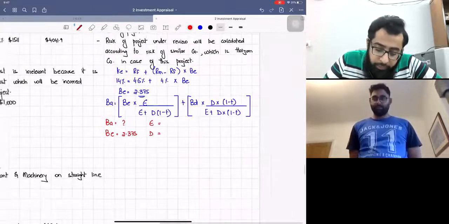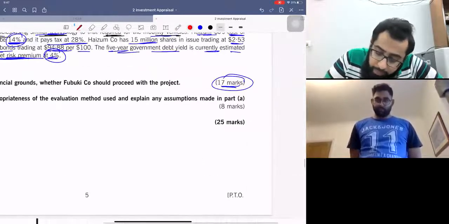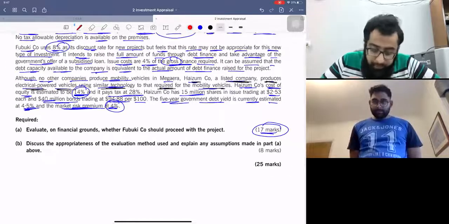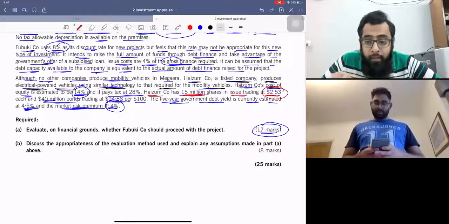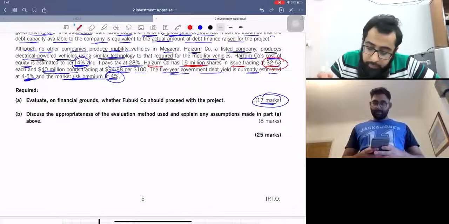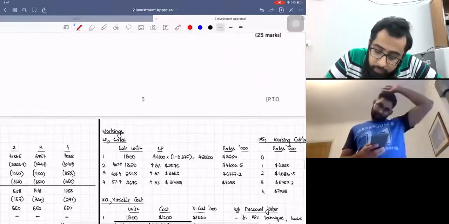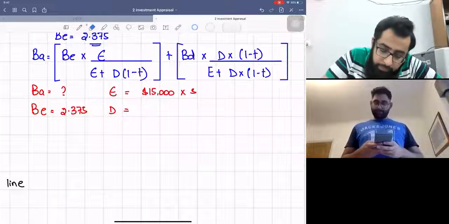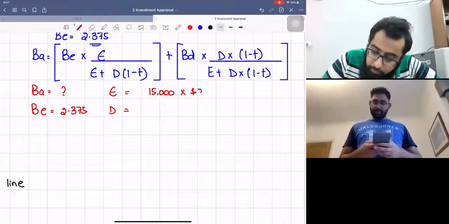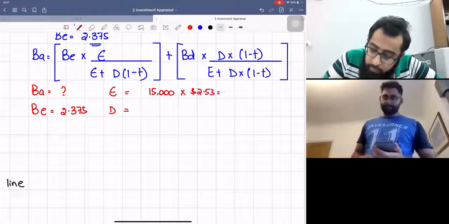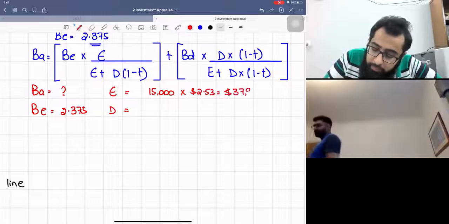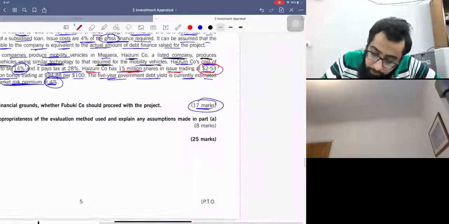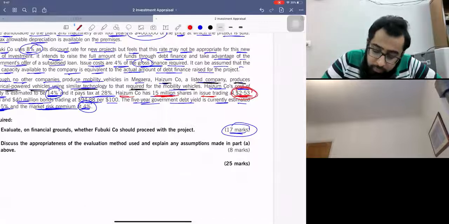Now what is the value of equity given if you look at it? The company has 15 million shares in issue trading at $2.53 each. So we get 15,000 times 2.53, which is 37,950. 15 million shares in issue and $2.53.